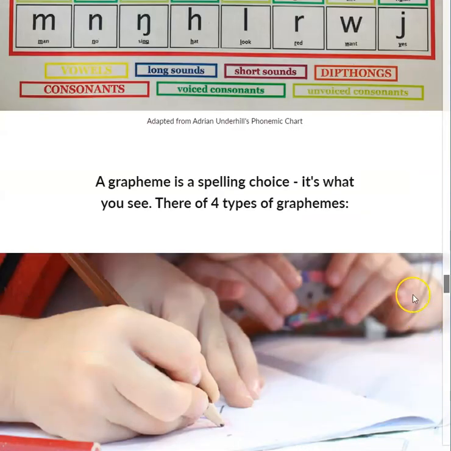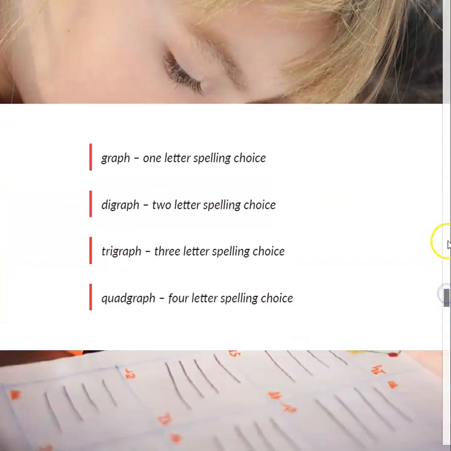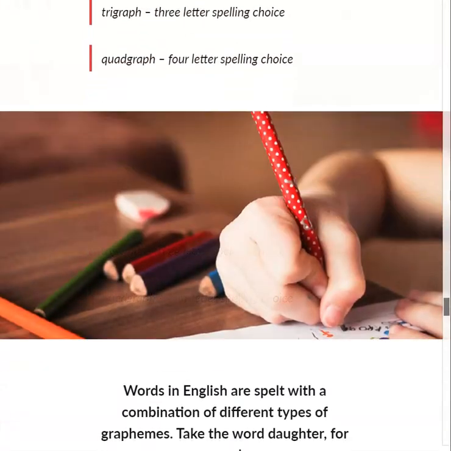A grapheme is a spelling choice. It's what you see. And there are 4 types of graphemes in English, and this is really important. There is a graph, and that is a 1-letter spelling choice. A digraph is a 2-letter spelling choice. A trigraph is a 3-letter spelling choice. And a quadgraph is a 4-letter spelling choice.